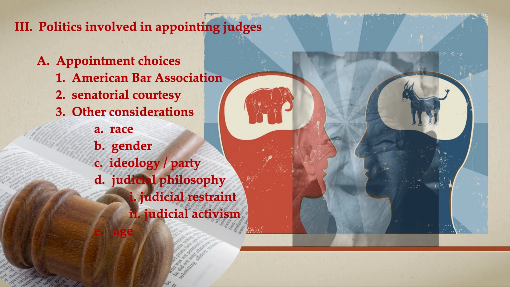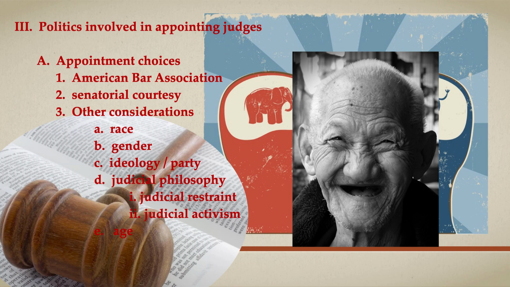One other major consideration: age. Look at that happy old man. Age matters too, because who do you not want to appoint? Somebody really old. You're going to put time into considering who this person is, and so you only want somebody who's going to be around for a long time. In fact, I can't think of a Supreme Court justice in my lifetime that got appointed after the age of 70. That's still a little high.